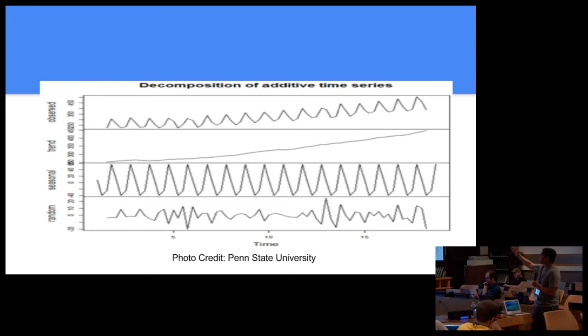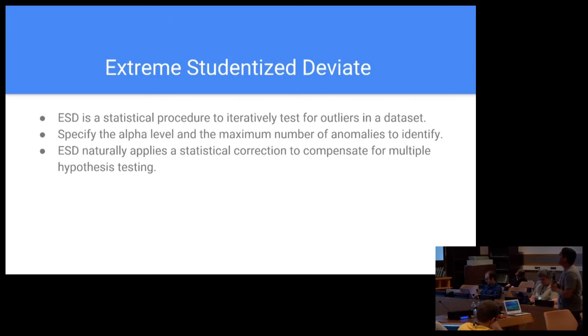And then you have the random component, which is capturing the random noise and the fluctuations that can't be captured by the others. Now we've taken the time series and removed the seasonal component, so we removed that temporal noise from it. Now, how do we find the anomalies?